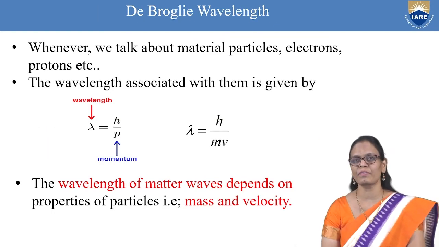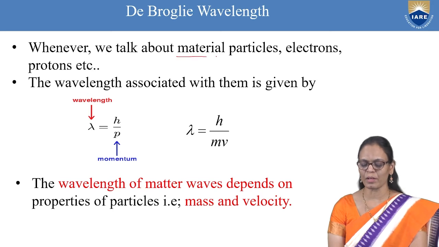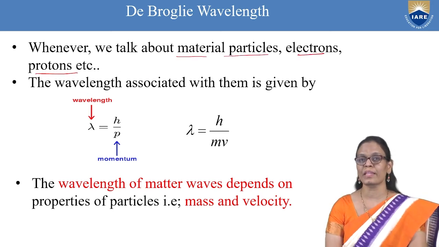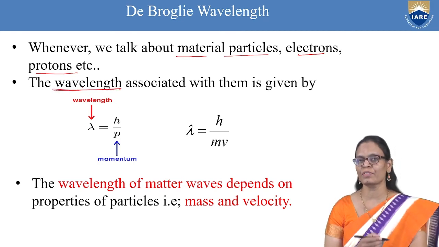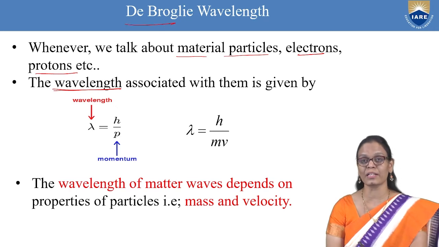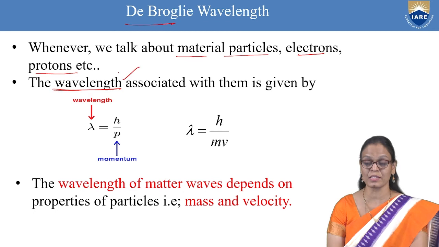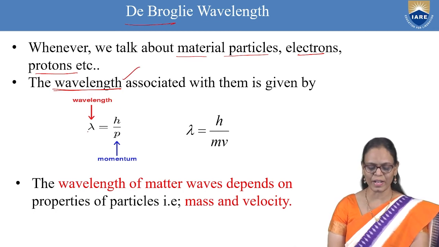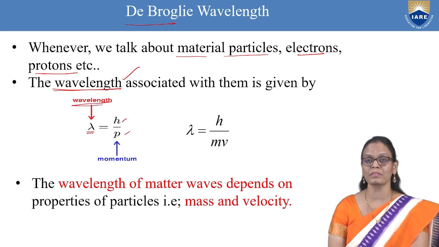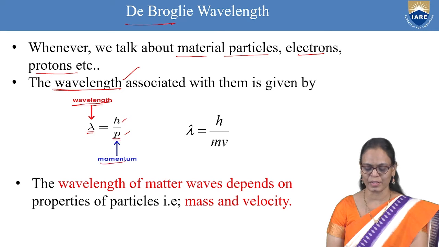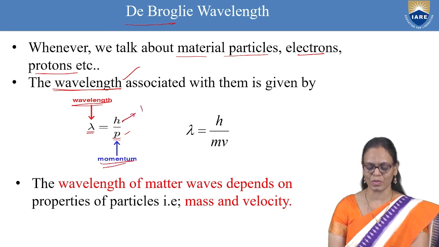Now what is de-Broglie wavelength? Whenever we are talking about material particles like electrons or protons, what will be the wavelength associated with them? According to de-Broglie, they should exhibit wave nature. So when they are exhibiting wave nature, for a wave, what is the wavelength? The wavelength lambda is given by h upon p, where lambda is the wavelength, p is the momentum, and h is the Planck's constant.